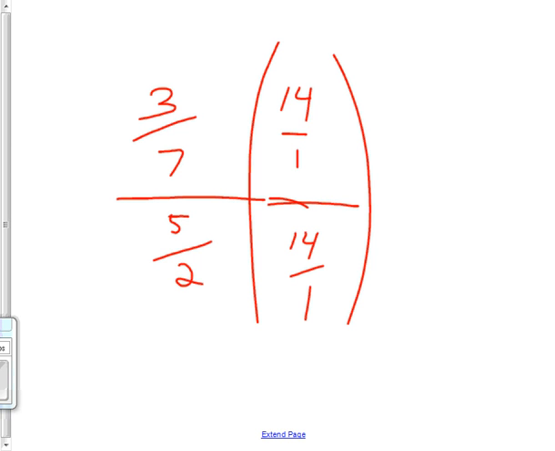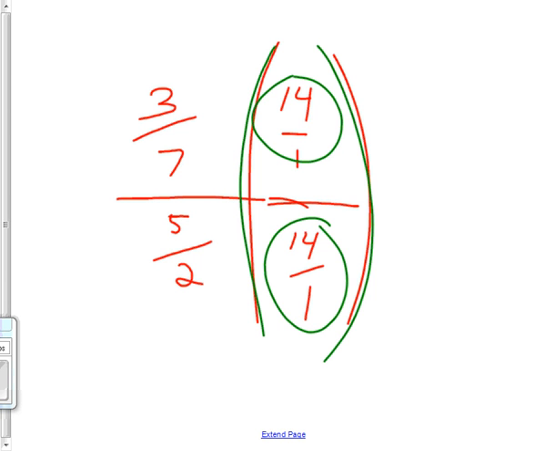Why do I have the 14 twice? Because I have to have the same exact thing on top and the bottom to make it equal to 1. You know what I mean? What's here has to be the same as what's here. That way I'm multiplying by 1. Okay, 7 goes in here once, 7 goes in here twice. 3 times 2 is 6. 2 goes in here once, 2 goes in here 7 times 5 is 35.